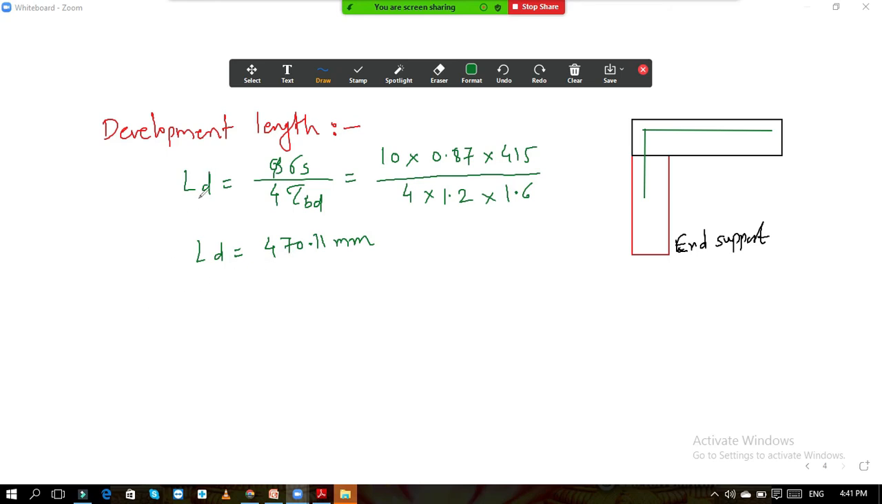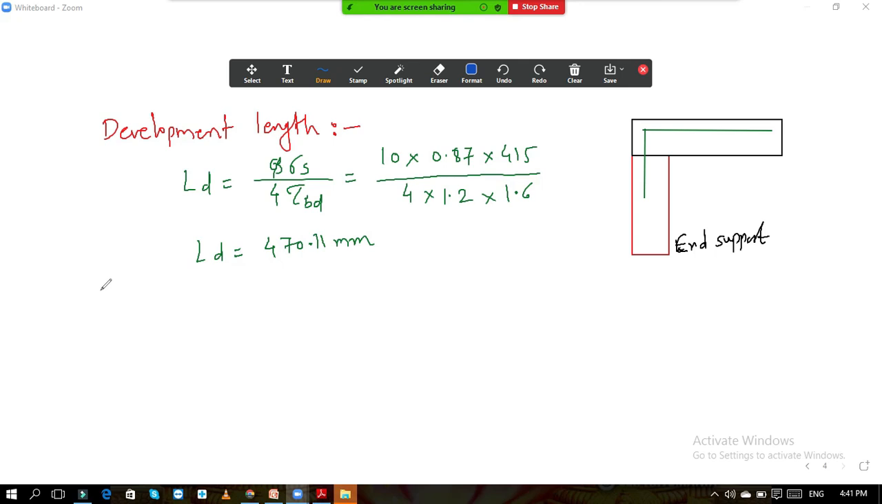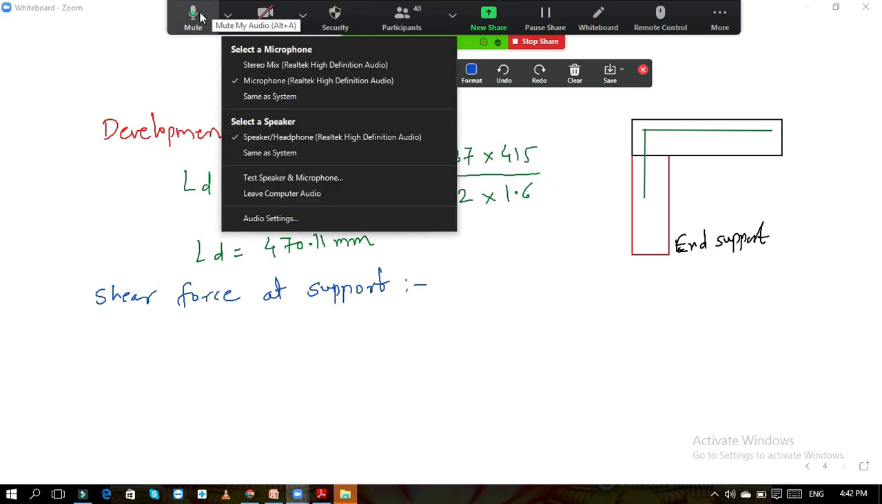Now we need to calculate the shear force. So shear force at support. So the shear force at support.